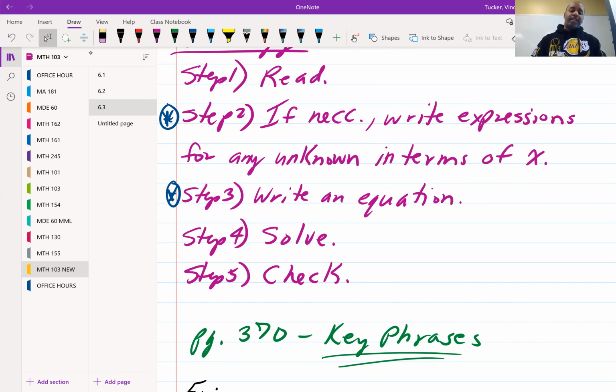All you have to do is go to the e-text and go to page 370. You'll see those phrases like sum means addition, quotient means division, difference is subtraction. So you can always reference that page if you need any help with that.